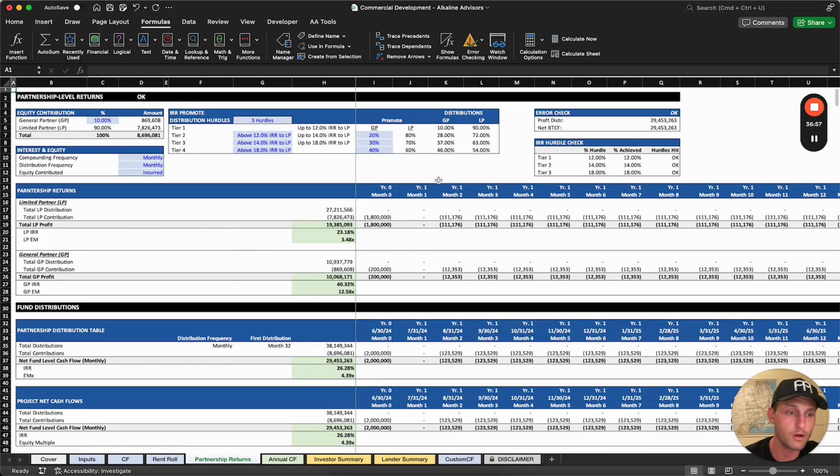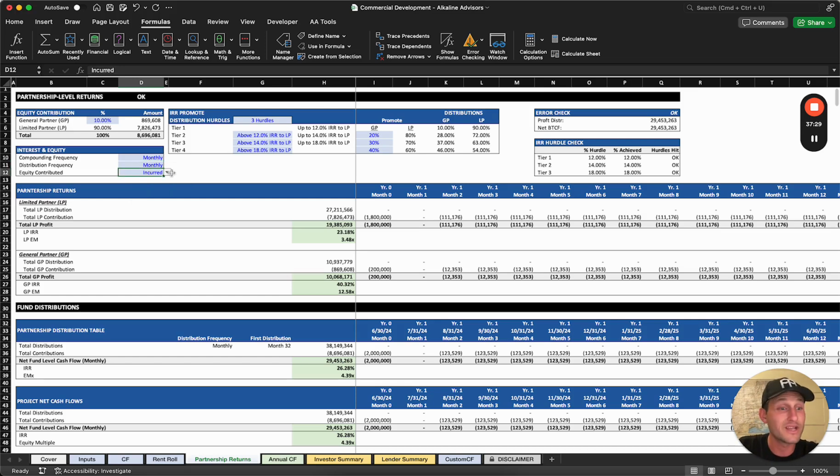And then we have the partnership returns. This is a really cool tab because this takes the project level returns with debt, and it then allows us to distribute between GP and LP given the waterfall structure. So you can choose what percent of the equity the GP is providing versus the LP. You can choose the compounding frequency of the preferred interest to the LP. Is it compounding annually, monthly? Is it not compounding? You can choose a distribution frequency to the LP.